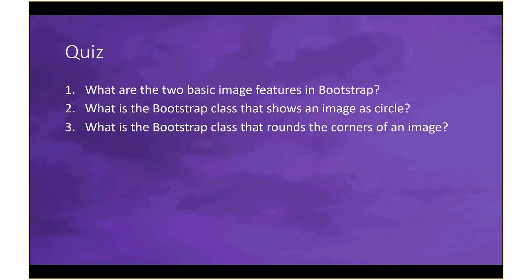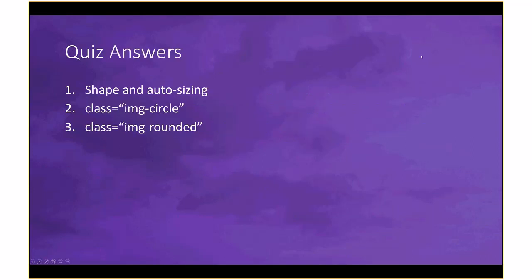The second, what is the Bootstrap class that shows the image as a circle? Well, it's class equals circle. Actually, class equals img-circle. And then what's the class that rounds the corners of an image? Well, it's class equals img-rounded. And remember, you can use the img responsiveness and the img rounded in the same class. Just put a space between them. That's standard HTML5 stuff. So there's the answers to the quiz, and that's it.